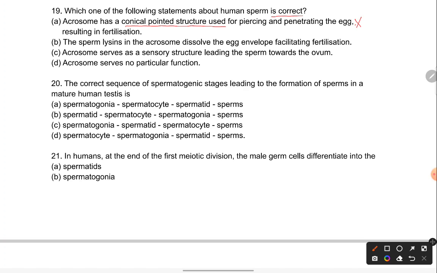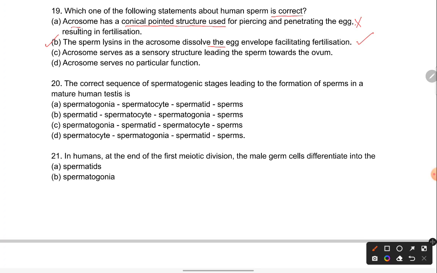B. The sperm lysins in the acrosome dissolve the egg envelope, facilitating fertilization. That is correct. The sperm lysins are those enzymes present in the acrosome, and these acrosomal enzymes help in dissolving the egg envelope during fertilization. So that statement is correct. So the correct option is option B.